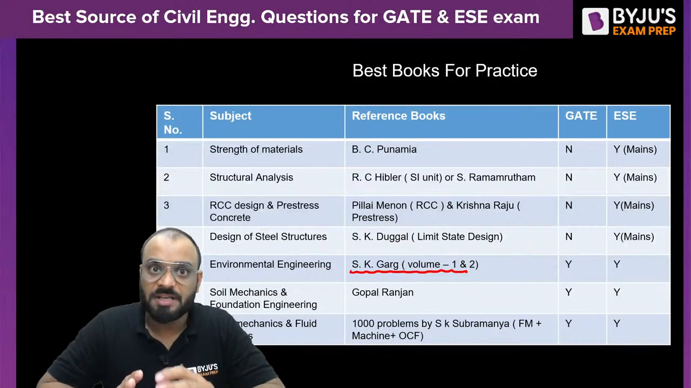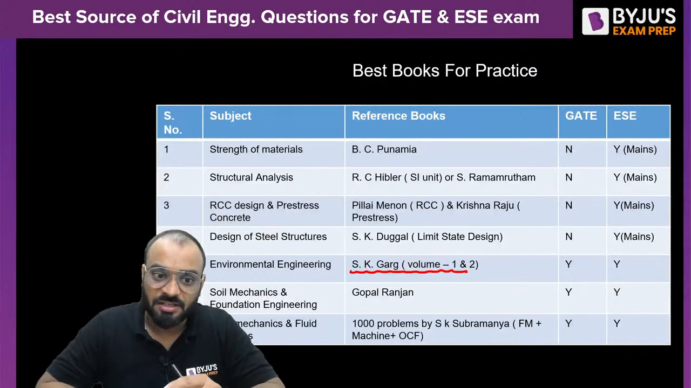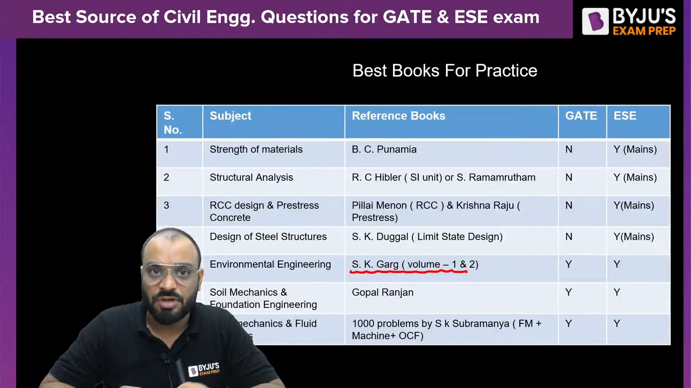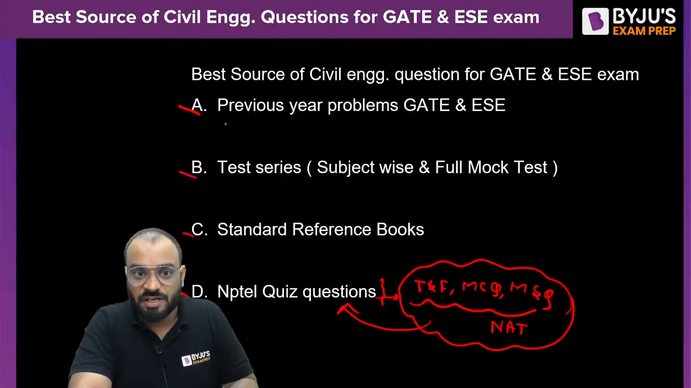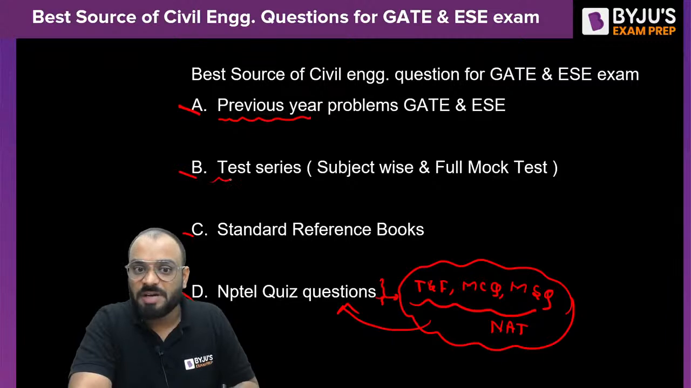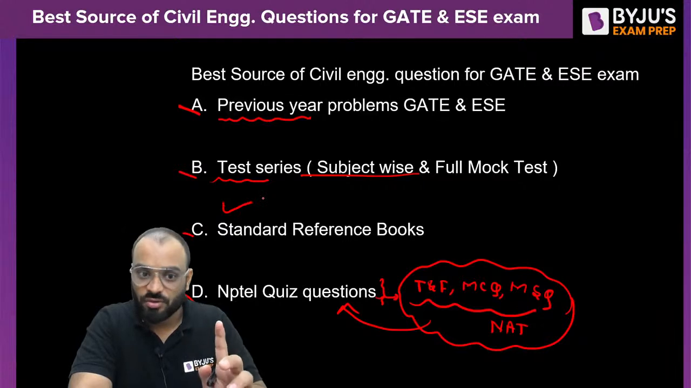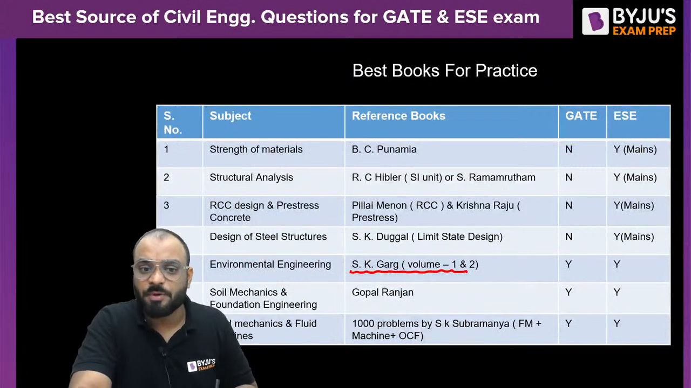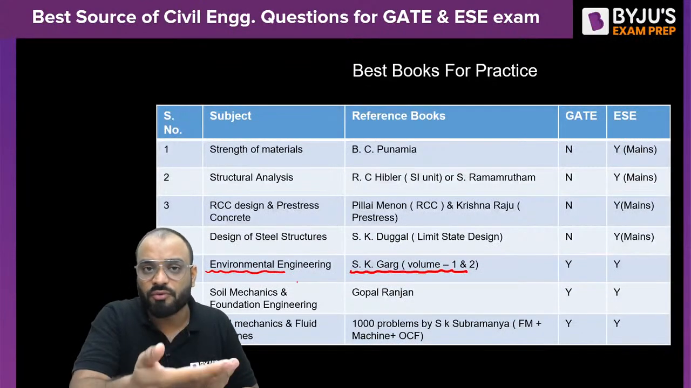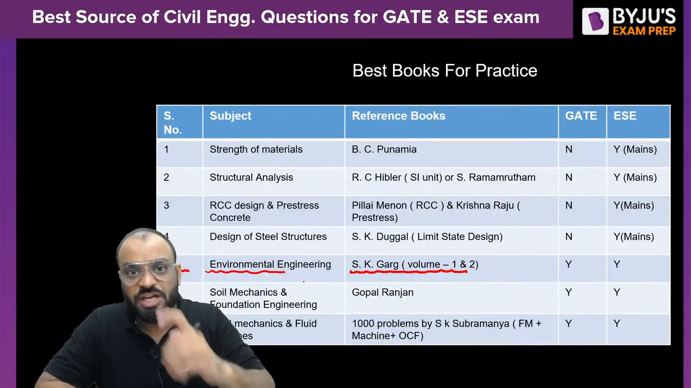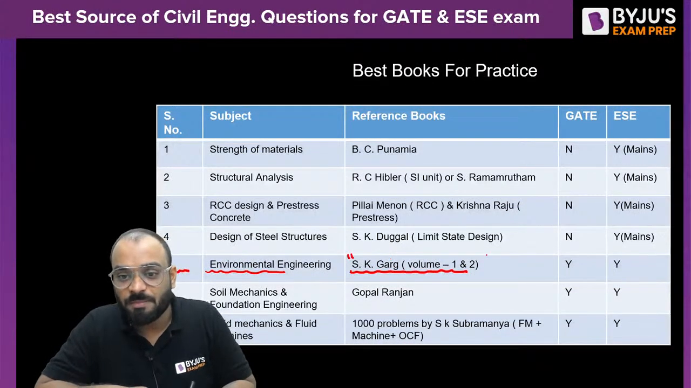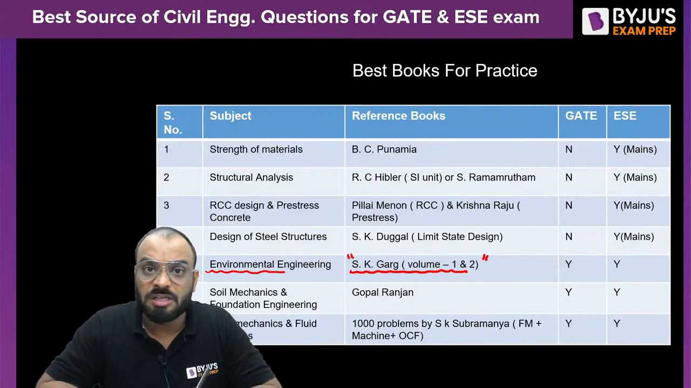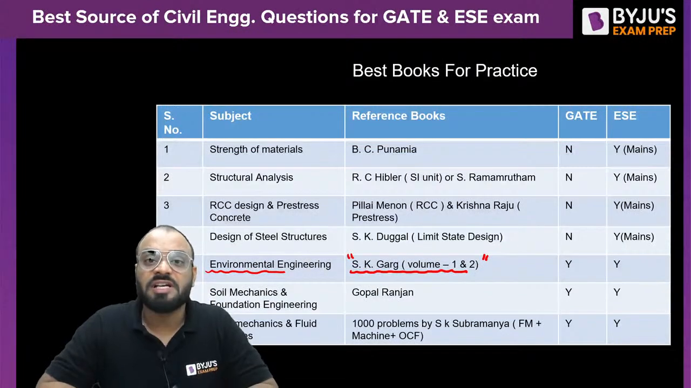So guys, if you are preparing for GATE or ESE and you want to practice more questions, listen carefully: after completing PYQ, after completing your test series part for subject-wise topics, then you can come to the standard reference book only. And the last one is basically NPTEL quiz questions. Let us suppose right now I want to practice more questions from environmental engineering. So you need to refer to SK Garg part 1 and part 2. Now, can I use this particular book for practice for the GATE examination as well as the ESE examination? Yes, definitely you have to do it.